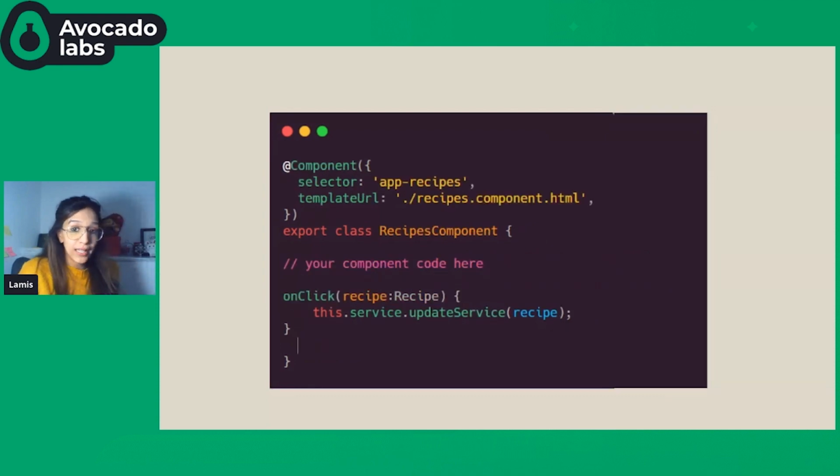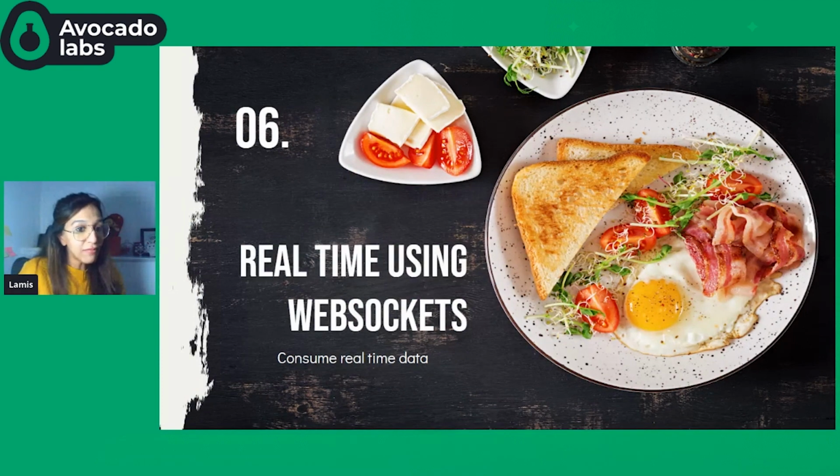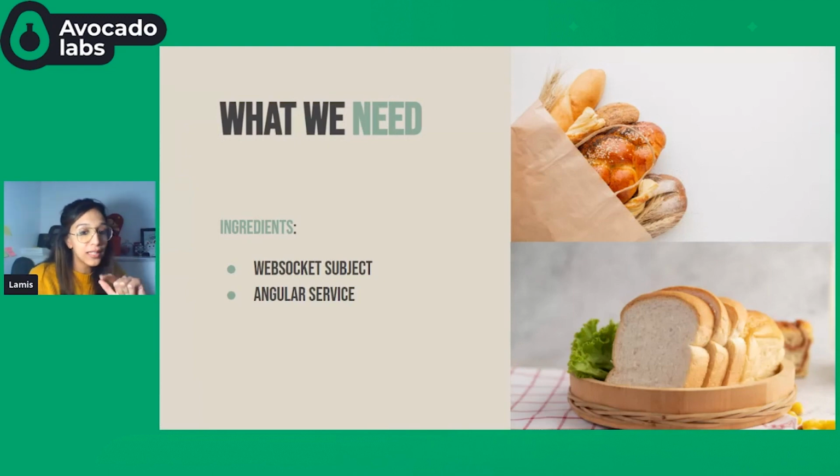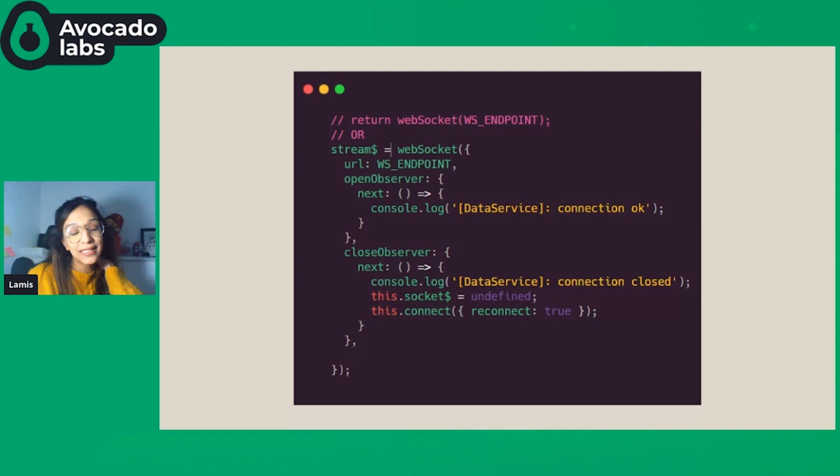Yeah, so consider this. Now, let's move to the following recipe, which is real-time using WebSockets: how to consume real-time data using RxJS. And here you'll need two ingredients, the WebSocket subject and an Angular service. And I just want you to know that RxJS supports dealing with streams coming from real-time providers, like WebSockets for sure. So yeah, you can use this in order to process real-time data.